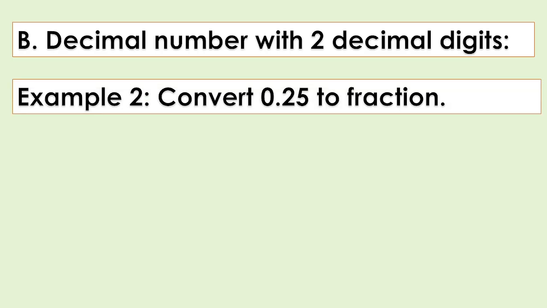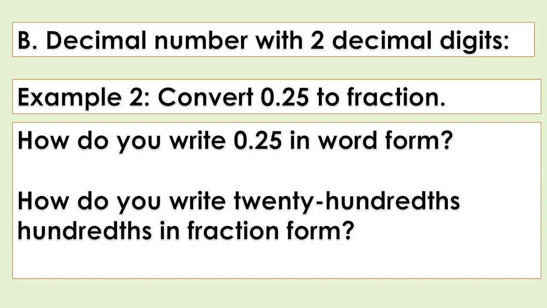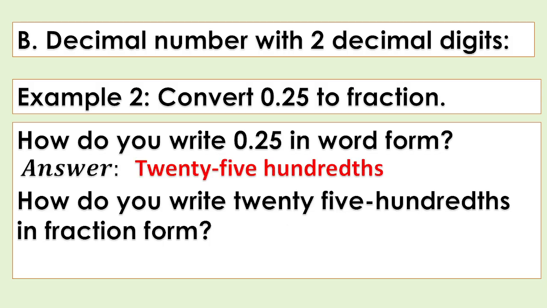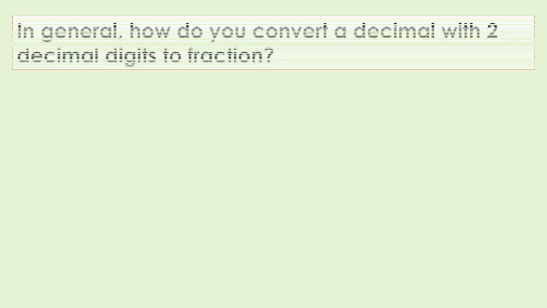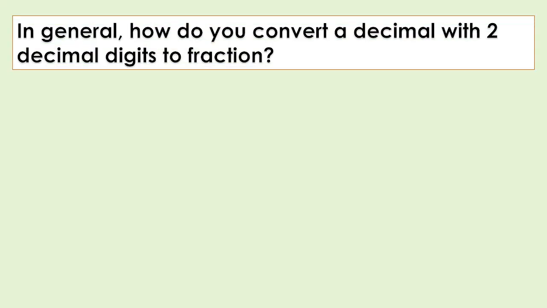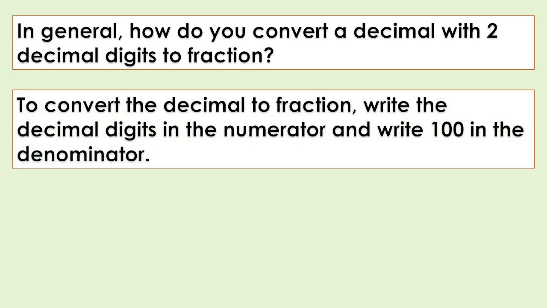Example 2. Convert 0.25 to fraction. How do you write 0.25 in word form? So we have here the answer, 25 hundredths. How do you write 0.25 in fraction form? So the answer is. In general, how do you convert a decimal with two decimal digits to fraction? To convert the decimal to fraction, write the decimal digits in the numerator and write 100 in the denominator.